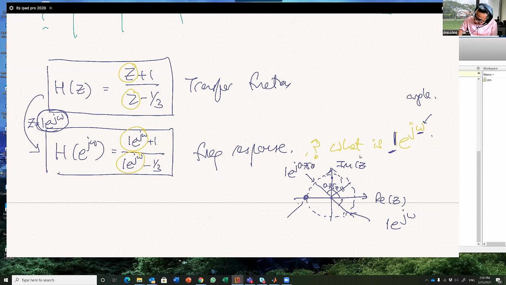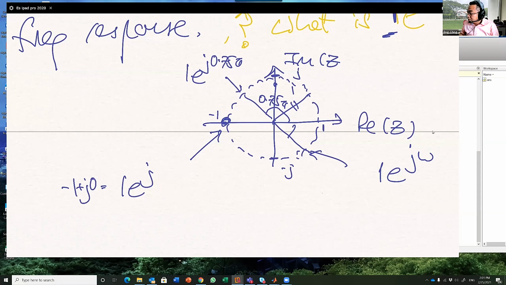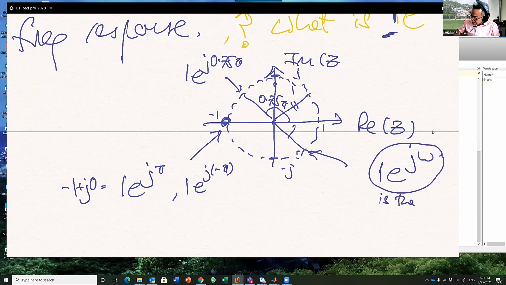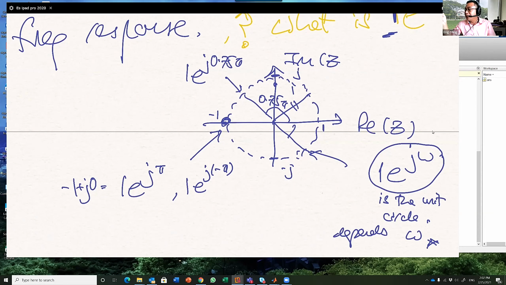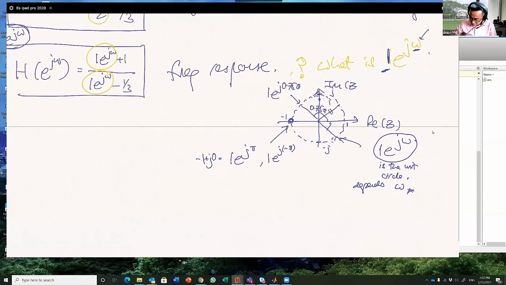What about this point, guys? In polar notation, it is e^jπ, or if you prefer, e^-jπ. Doesn't matter. So you will realize that e^jω is the unit circle. Where it is on the unit circle depends on ω. That's all. And ω can only be from 0 to 2π, because 2π to 4π is the same circle, or 0 to minus 2π, same circle.